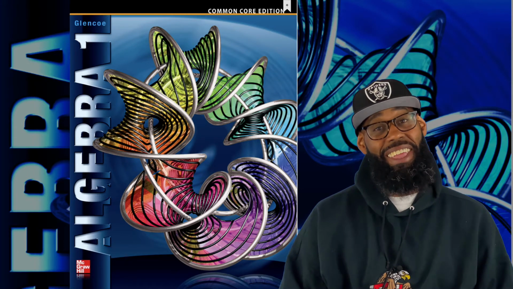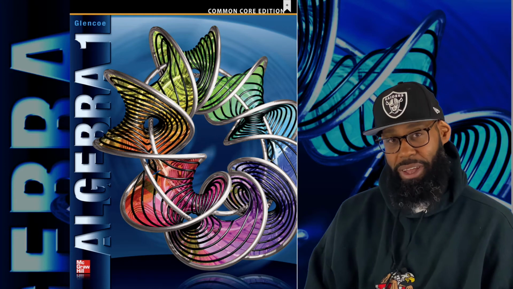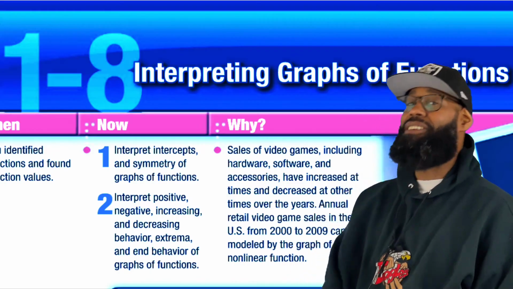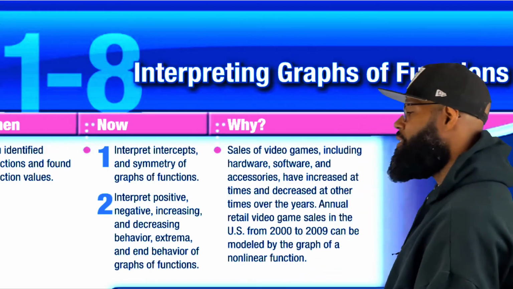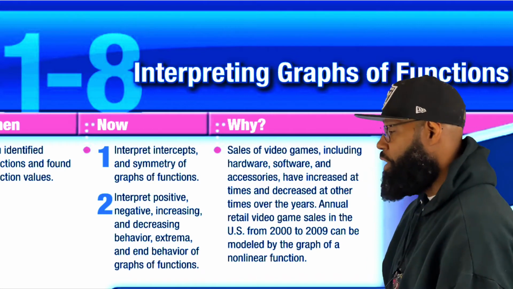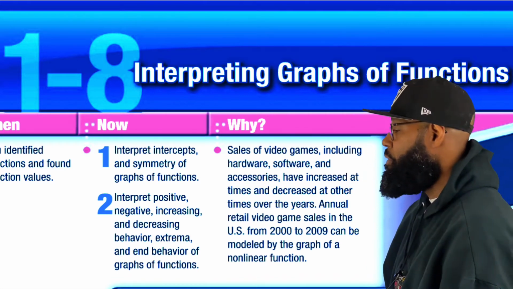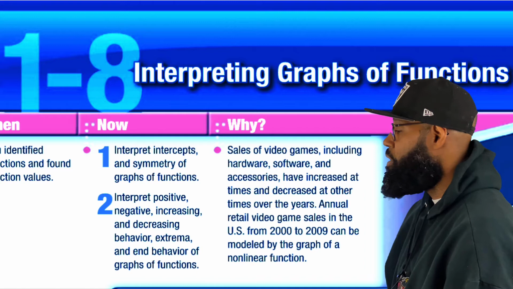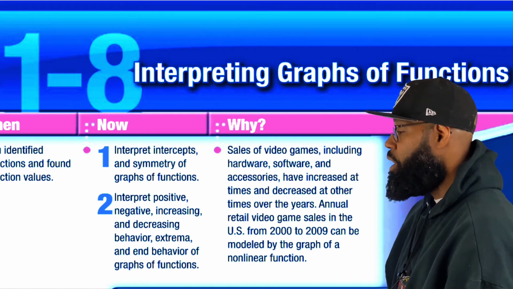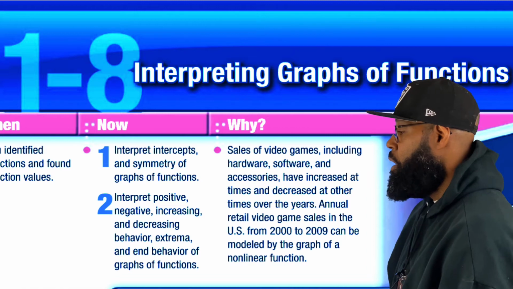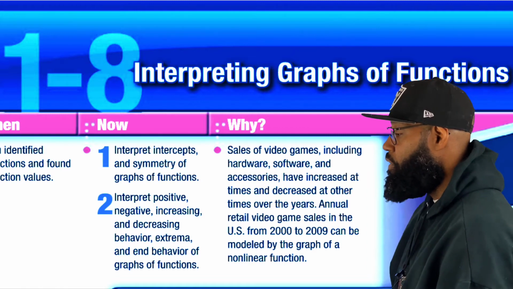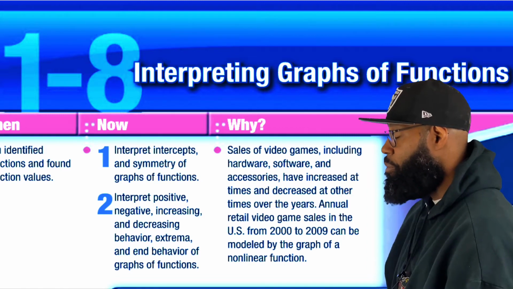Check it out. We are at the end of chapter 1. Let's see what we got going on today, guys. Chapter 1, lesson 8, interpreting graphs of functions. First objective, interpret intercepts and symmetry of graphs of functions. Second objective, interpret positive, negative, increasing, and decreasing behavior, extrema.